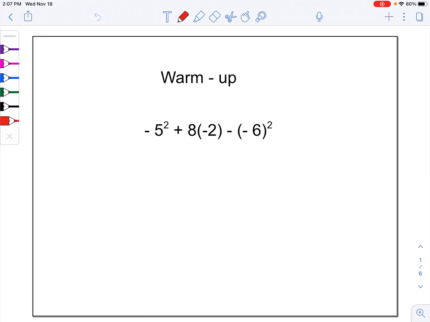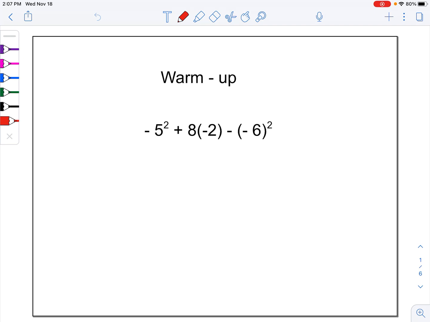We are going to be looking at combining like terms, but let's start with the warm-up. You know how much I love to do those. We're going to read it from left to right. That is the opposite of 5 squared plus 8 times negative 2 minus negative 6 squared. I don't have any parentheses. They are just there to say multiplication or to capture the negative.